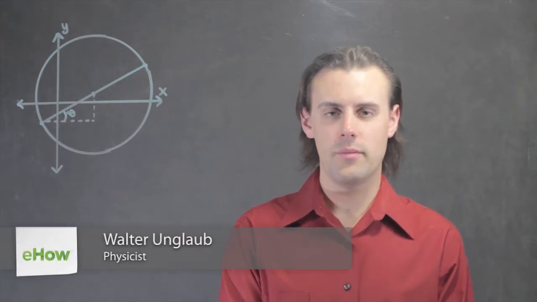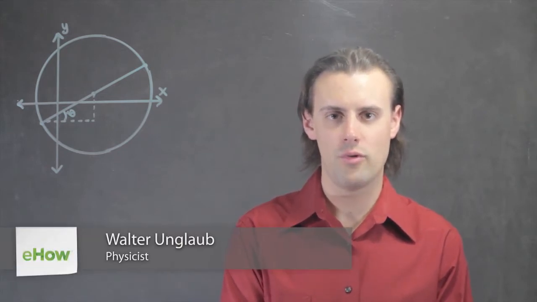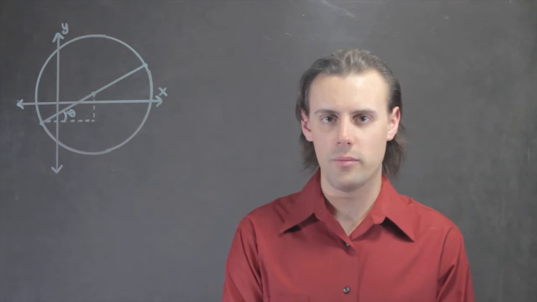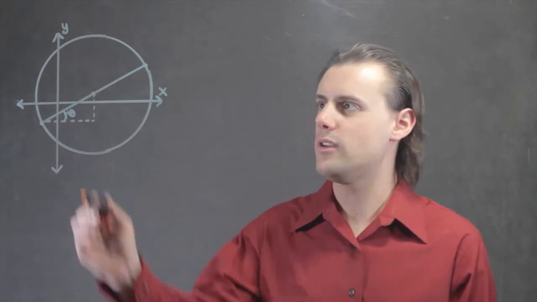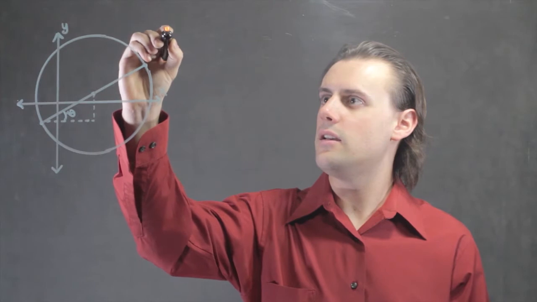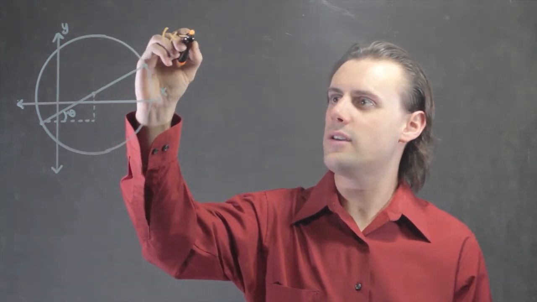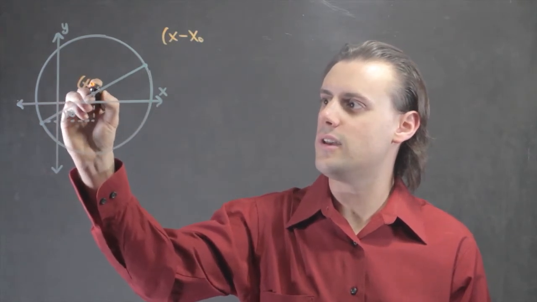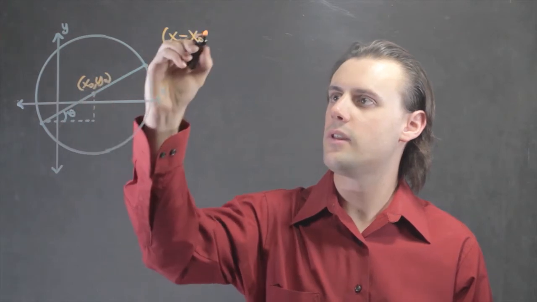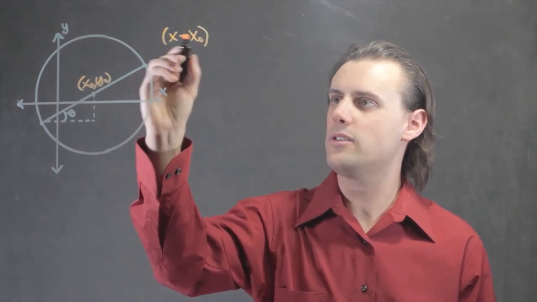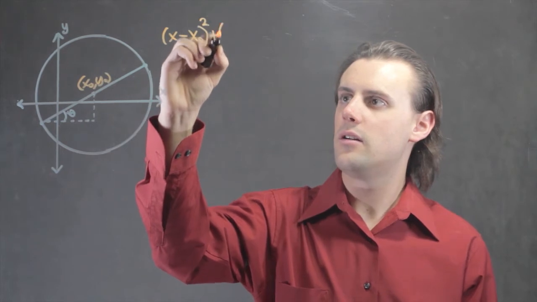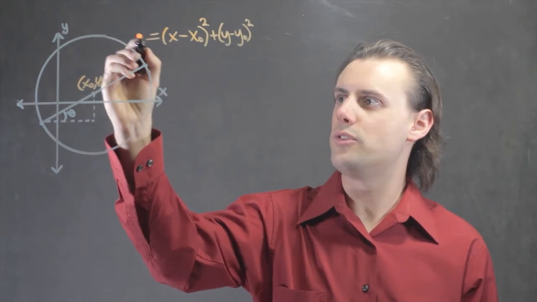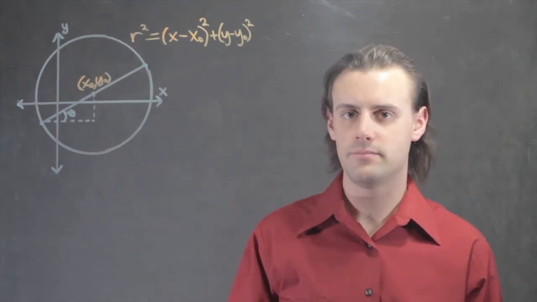My name is Walter Unglaub, and this is how to write a standard form of an equation given the ends of a diameter. So the standard form equation is the equation that describes a circle, and it's given in terms of x and y, as well as the coordinate of the center of the circle, in this case x naught, y naught. So we have for the standard form (x minus x naught) squared plus (y minus y naught) squared, and this is all equal to the radius of the circle squared.